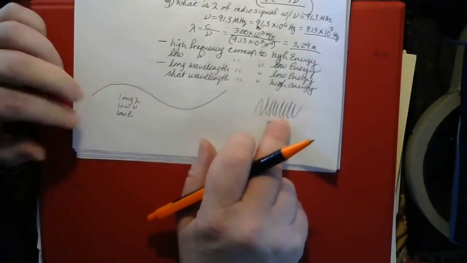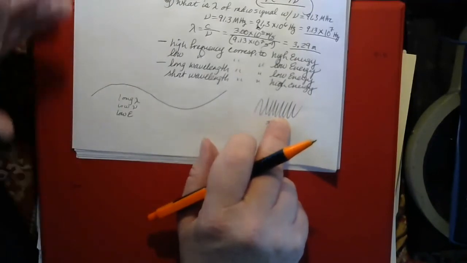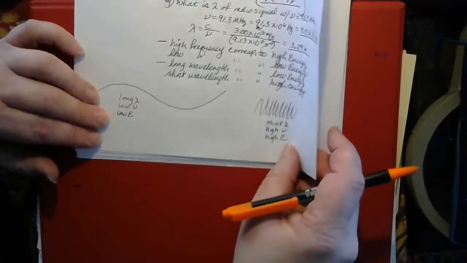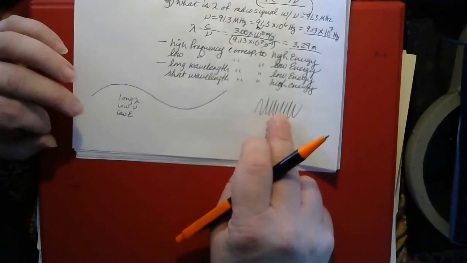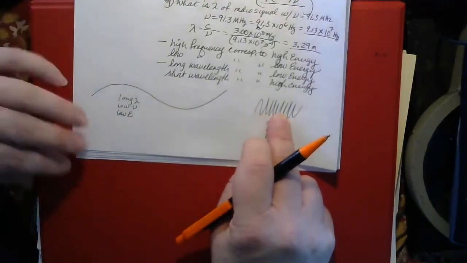Whereas X-rays would probably be on the order of maybe 10 to the minus 12 or 10 to the minus 15 meters. And that would be very, very short, much shorter than this. You wouldn't even be able to see the individual waves if I'd drawn it to the scale. It would just look like a big, thick line.